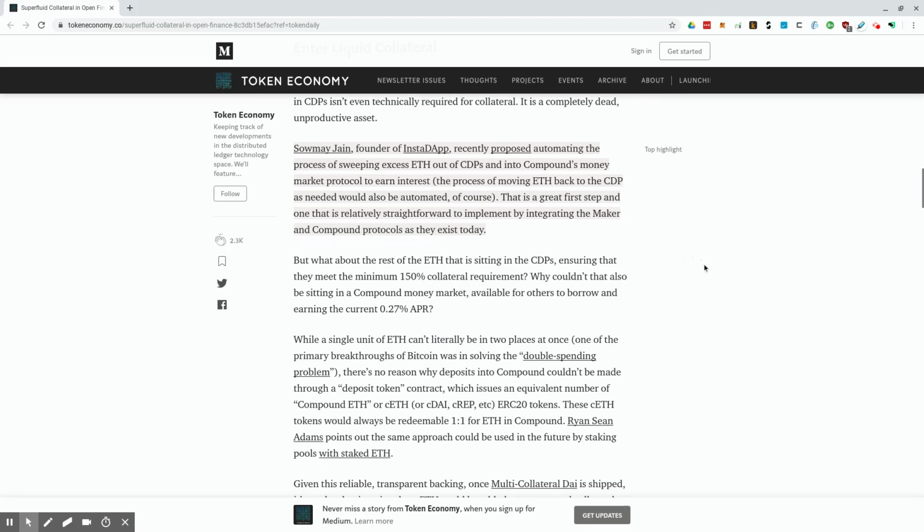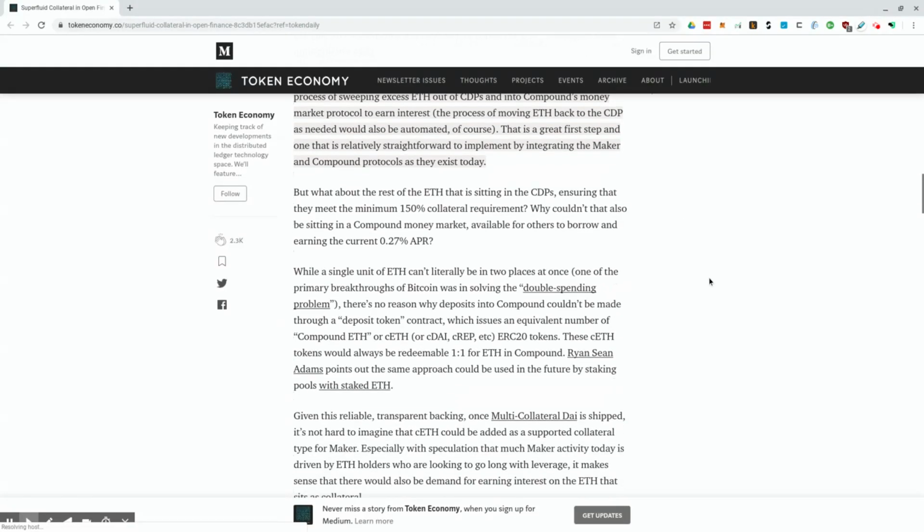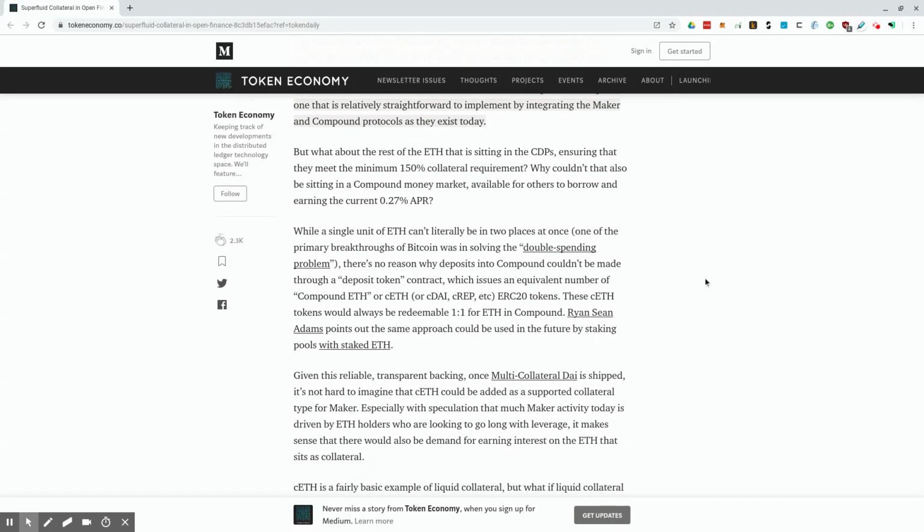But they get into some of the caveats here. But what about the rest of the ETH that is sitting in the CDPs, ensuring that they meet the minimum 150% collateral requirement? Why couldn't that also be sitting in a Compound money market available for others to borrow and earning the current 0.27% APR? It's kind of low.